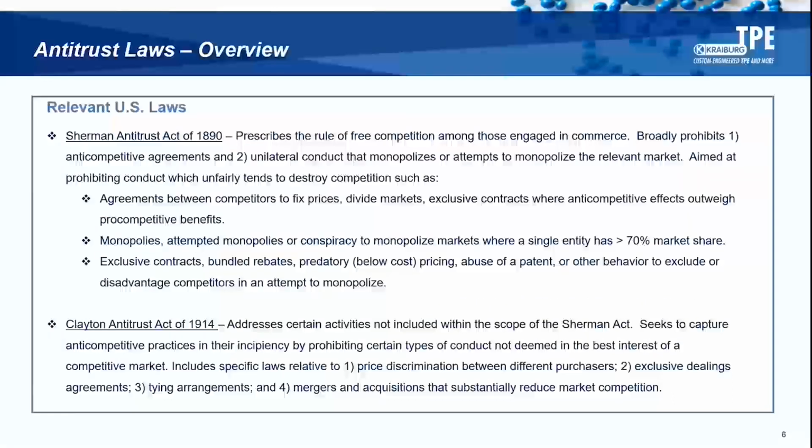The relevant laws, let's start with the Sherman Antitrust Act. As I indicated earlier, this was really the cornerstone of all antitrust laws and regulations. It prescribes the rule of free competition among those engaged in commerce. It broadly prohibits anti-competitive agreements and unilateral conduct that monopolizes or attempts to monopolize the relevant market.